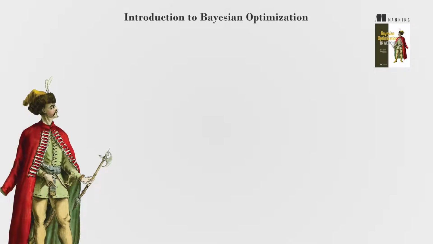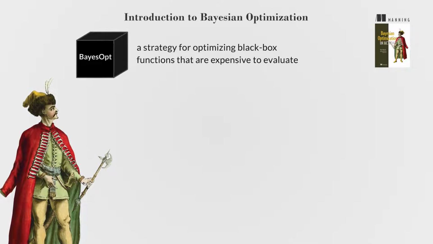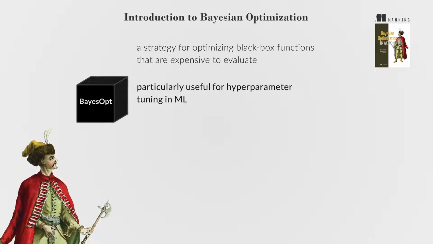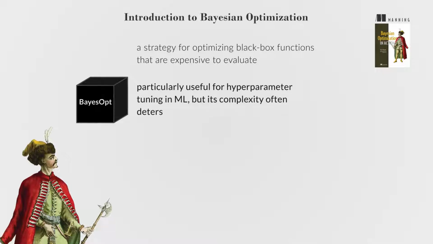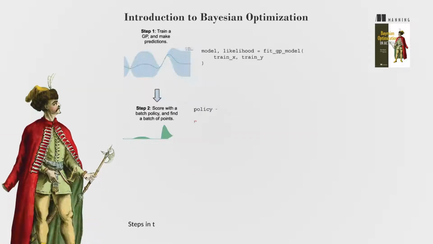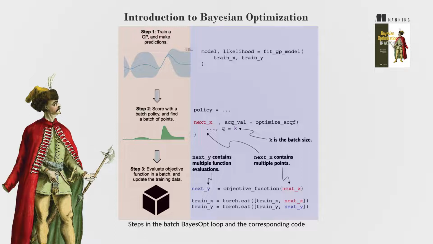Bayesian Optimization, BayesOpt, is a strategy for optimizing black box functions that are expensive to evaluate. It's particularly useful for hyperparameter tuning in machine learning, but its complexity often deters its widespread use. This book aims to simplify Bayesian optimization, providing examples, visual aids, and Python code to make it accessible and practical.